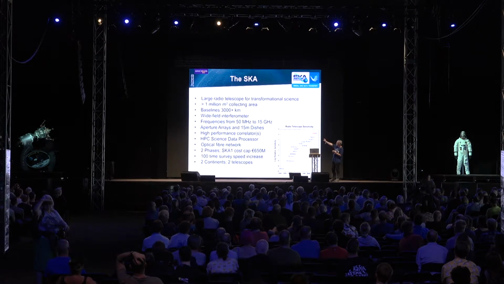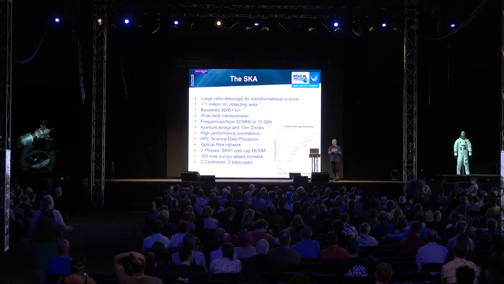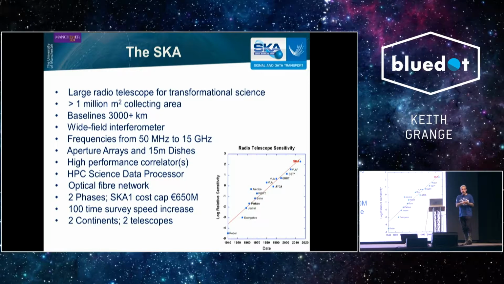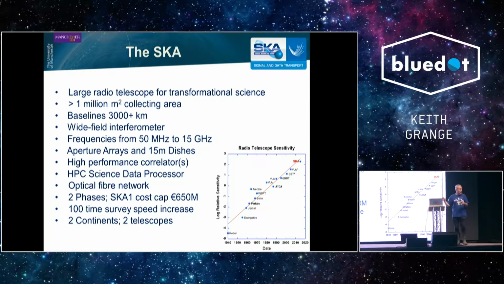And because of that huge frequency range, it's actually going to be made as two separate telescopes using two very different technologies. First of all, aperture arrays at the low frequency end, and they're rather more traditional dishes, very much like the dishes that you can see out here in Jodrell Bank.